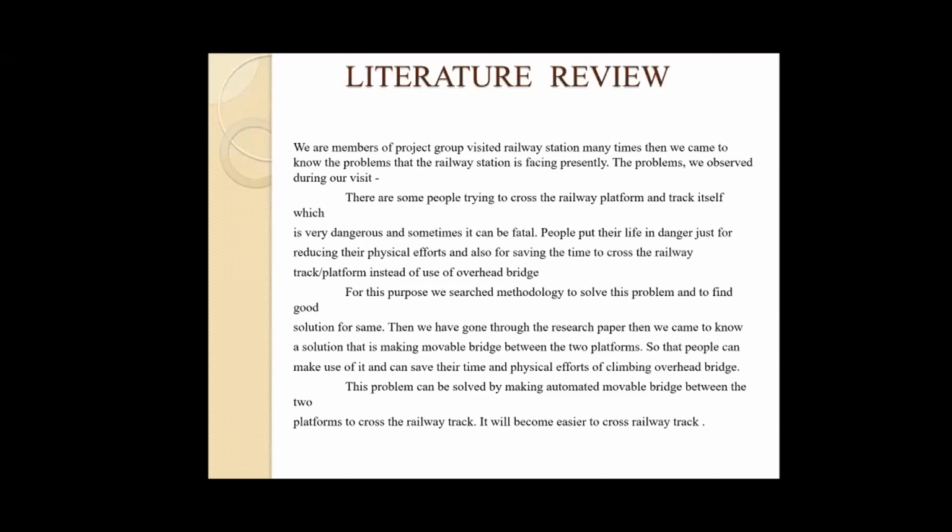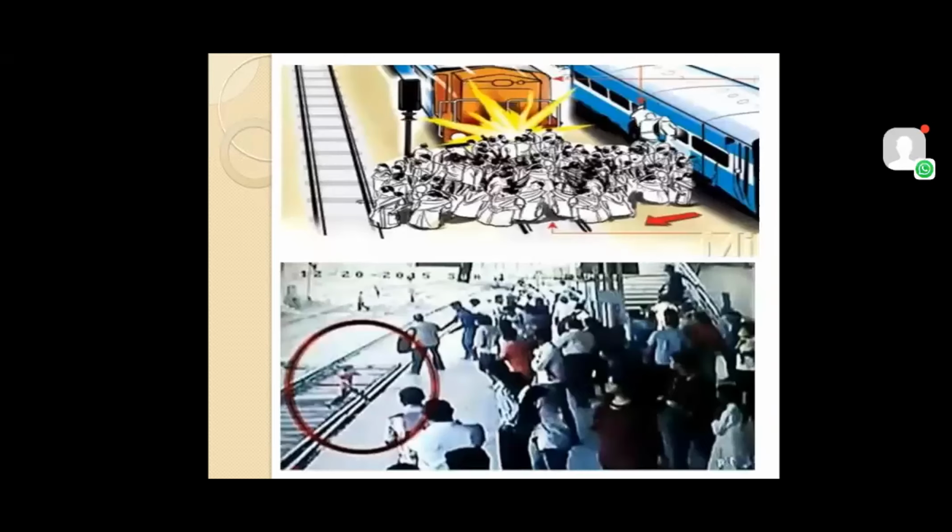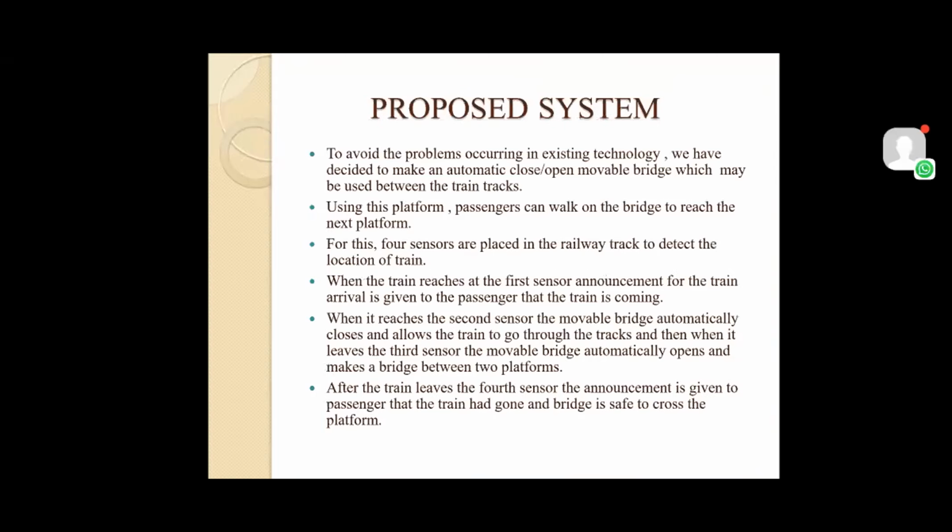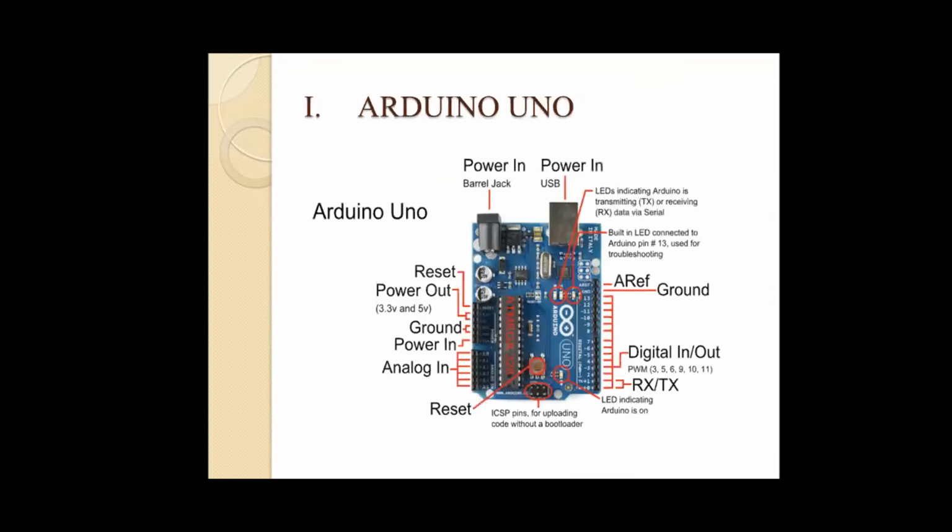Project title: Railway track pedestrian crossing between the platforms. Is there any paper published regarding your project, or some research work done previously? Yes, sir. That is included in the references.